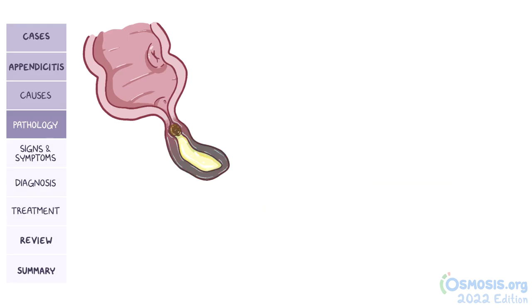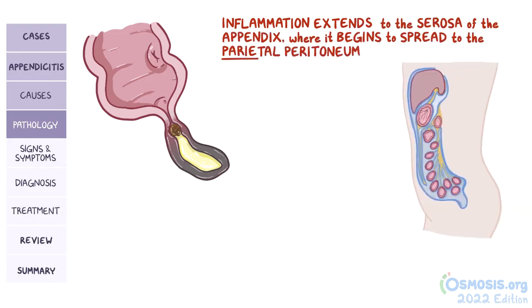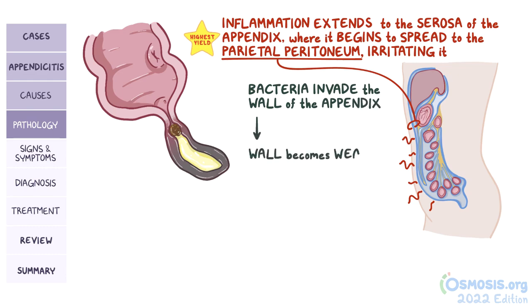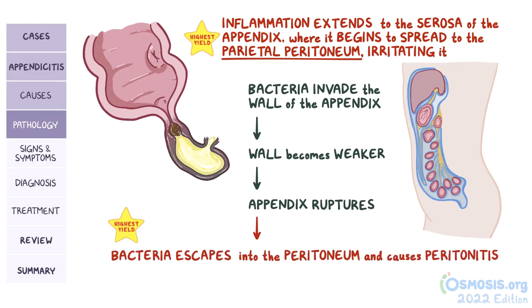For your tests, remember that as a consequence, inflammation extends to the serosa of the appendix, where it begins to spread to the parietal peritoneum, irritating it. The growing colony of bacteria can then invade the wall of the appendix, causing more inflammation, and the wall becomes weaker and weaker to the point where the appendix can rupture. This is one of the worst complications of appendicitis, as it allows bacteria to escape into the peritoneum and cause peritonitis.